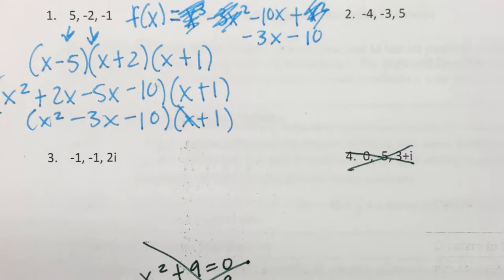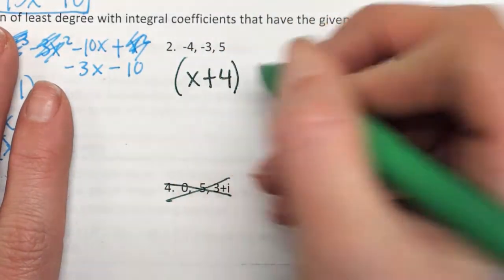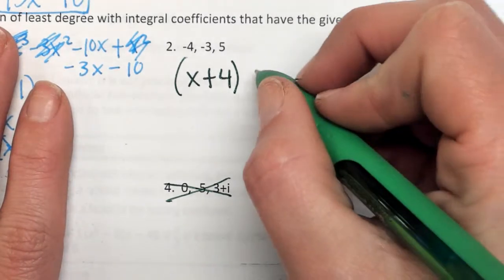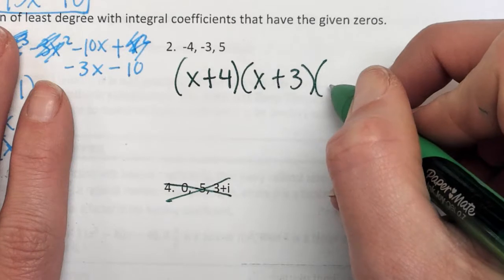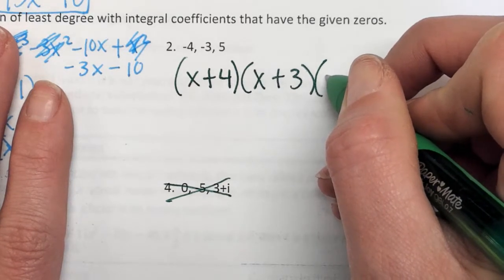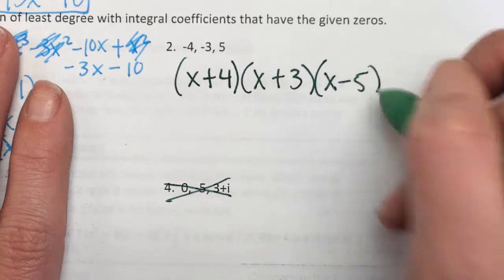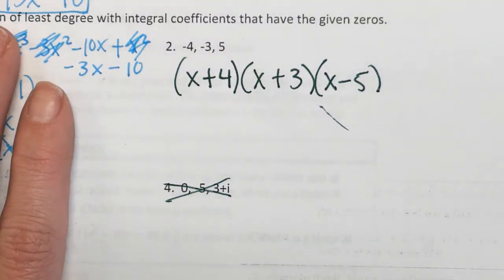Everybody done? Alright, Ashton, give me one of the binomials for number 2. X plus 4. Alright, Malachi, give me another one. X plus 3. Very good. Molly, give me the last one. Oh, sorry. X minus 5. Any questions? Good. That's all I wanted you to do for that one. If you want to practice multiplying it out, you can.